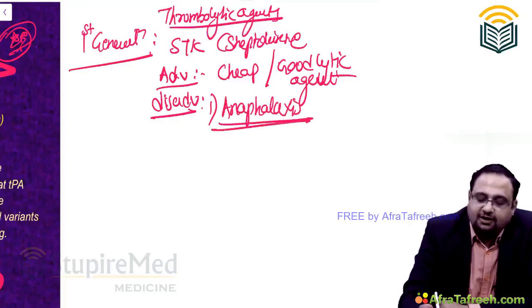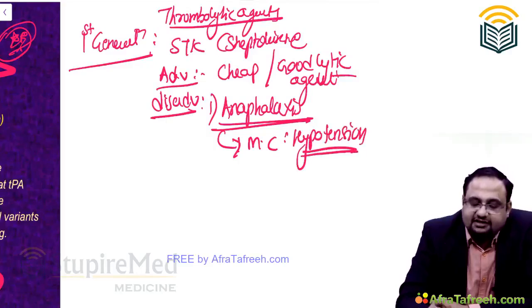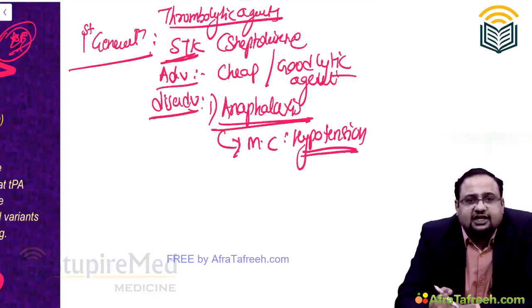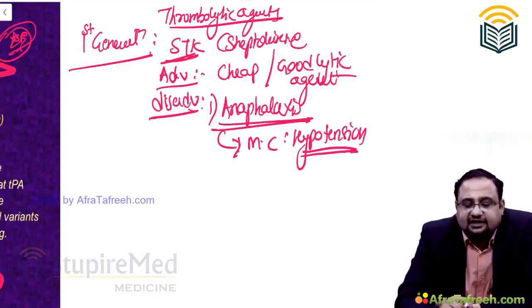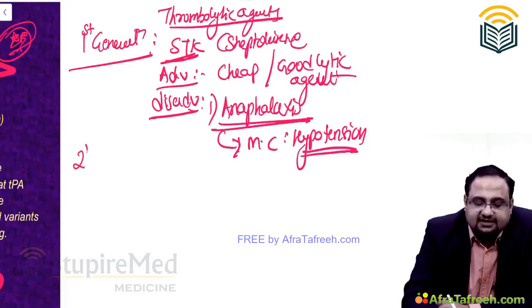The most common allergic reaction is hypotension. So the disadvantage is that it causes an allergic reaction, and the most common presentation of the anaphylaxis is hypotension. Since streptokinase is derived from organisms, that is the reason, friends, it has anaphylaxis associated with it. So to overcome this, second generation drugs came.